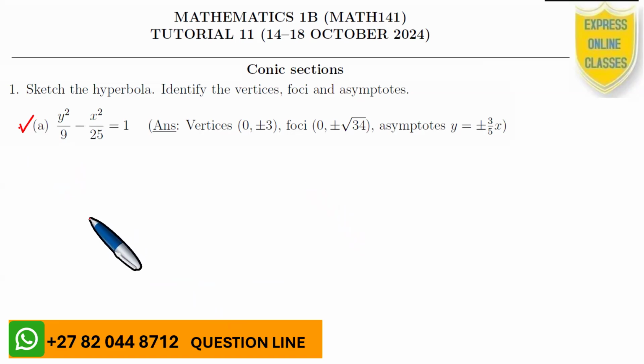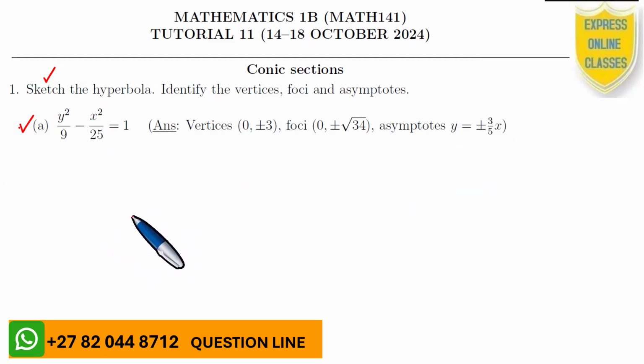In A, you have y squared over 9 minus x squared over 25 equals 1. And we want to determine the vertices, and also the foci and the asymptotes. But most importantly, we need to sketch the hyperbola and identify those features. So now let us quickly look at the following.